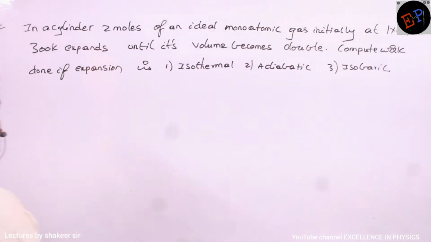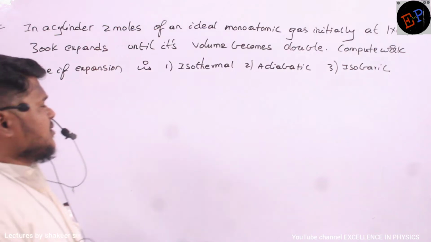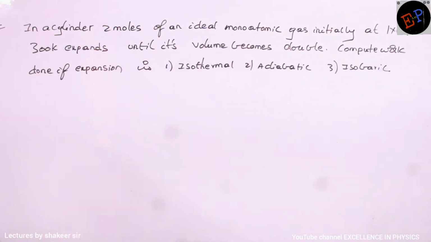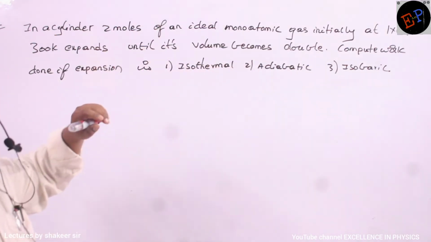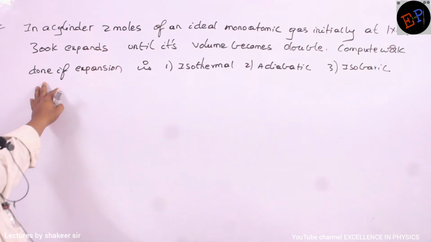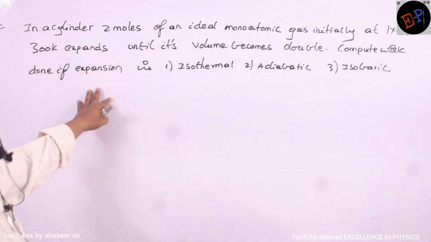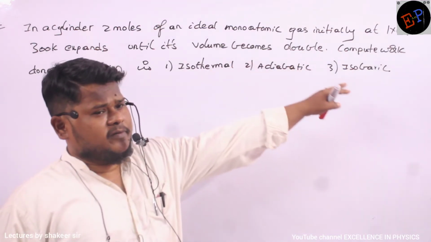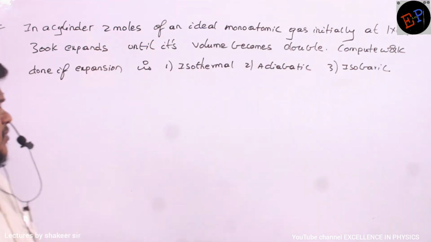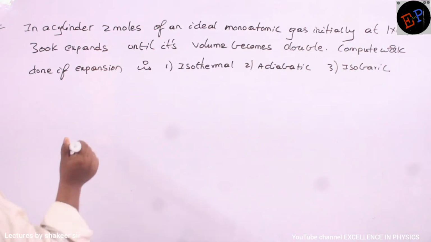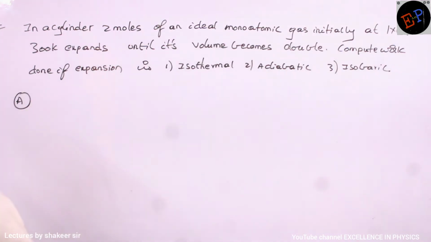In a cylinder, 2 moles of an ideal monoatomic gas, initially at 1 × 10^6 Pascal and 300 Kelvin temperature, expands until its volume becomes double. We are supposed to calculate work done for this expansion in 3 different processes: isothermal, adiabatic and isobaric. Do you remember the formula for work done in the case of isothermal process?